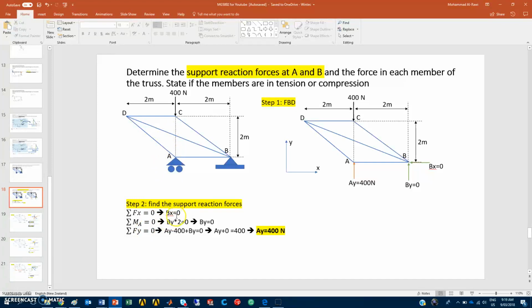Now, to find the support reaction at Ay, we take the algebraic summation of forces in Y, and I assume everything going upwards is positive. This is something we need to do all the time, so the reader understands my positive X direction is that way, my positive Y direction is that way. Therefore you have Ay minus 400 going downwards plus By, but we know in advance By is equal to 0. So you transfer the 400 to this side, and Ay is equal to 400 newtons. I solved this question in advance to save you time, because it would take longer than 15 minutes, but you can try it and follow the steps.